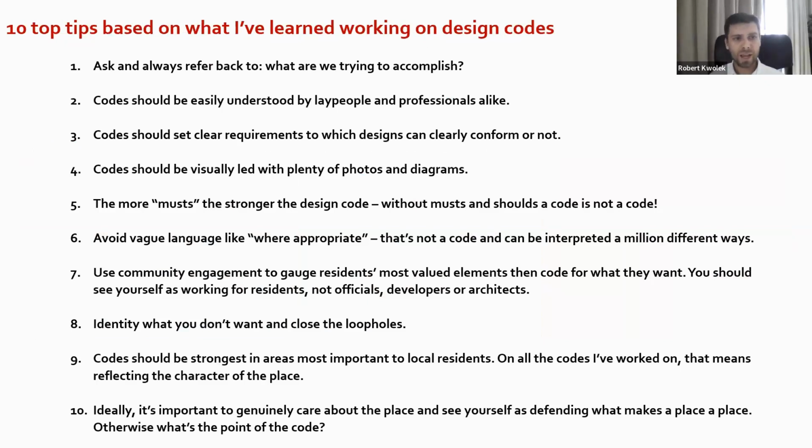So, quick 10 top tips from me, things that I've learned working on design code. I think it's always really important to ask and refer back to what you are actually trying to accomplish. It's not just an empty exercise, but there should be a very clear goal in mind. Code should be easily understood by lay people and professionals alike. They should set clear requirements to which designs can clearly conform or not. Code should be visually led with plenty of photos and diagrams. As I said, it's easy to misinterpret text, but photos and diagrams are much more difficult.